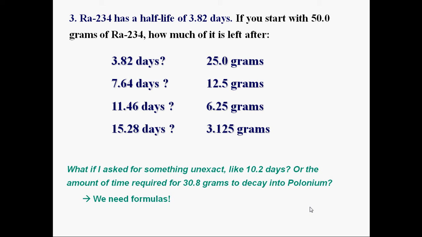Now this is nice and easy because the amount of time that we keep checking after is always a multiple of the half-life. But I could, in fact, ask you how much would be left after 10.2 days, which is not an exact multiple of our half-life. Or I could ask you how long it's going to take before we end up with 30.8 grams, which is not half or a quarter or an eighth of our starting amount. So this method of just dividing in half for each half-life is useful sometimes, but sometimes we get icky numbers, and for those we're going to need some formulas, which we're going to get to in just a moment.